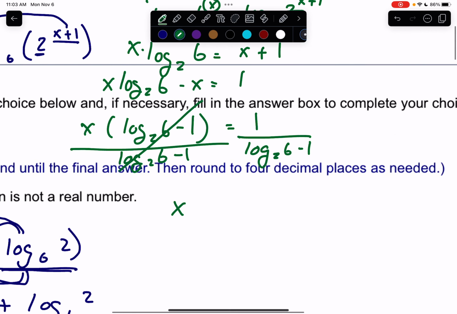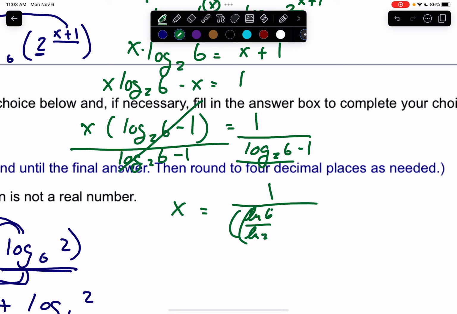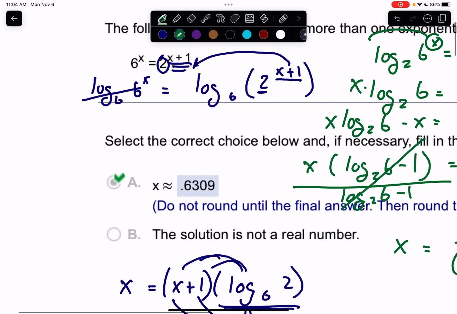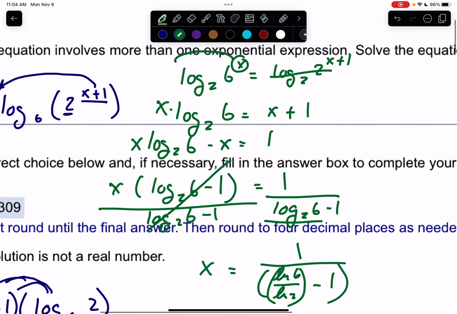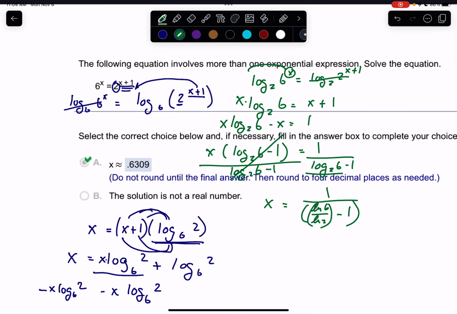So I do get something that's a little bit easier to type in my calculator. I would rewrite that as ln of 6 over ln of 2 in its own parentheses, minus 1, and then all in parentheses at the bottom. That's one less thing to type in. I don't have to type in as much in that scenario. So maybe you could pick your logarithm base a little bit more strategically. But that's the basic gist of it.